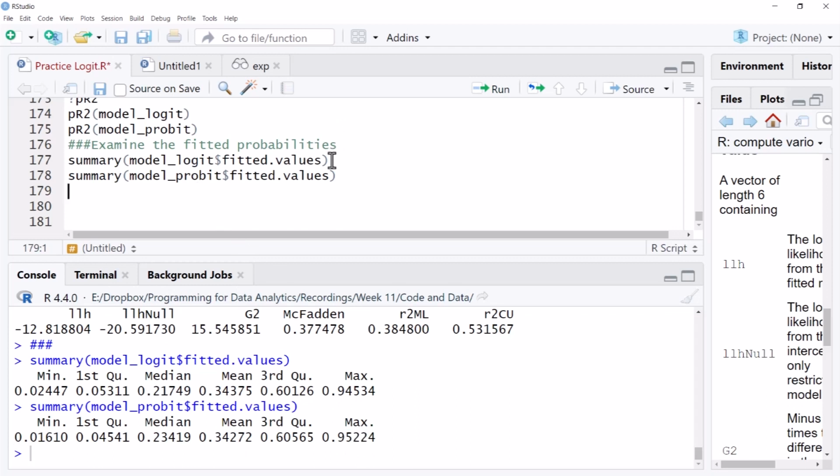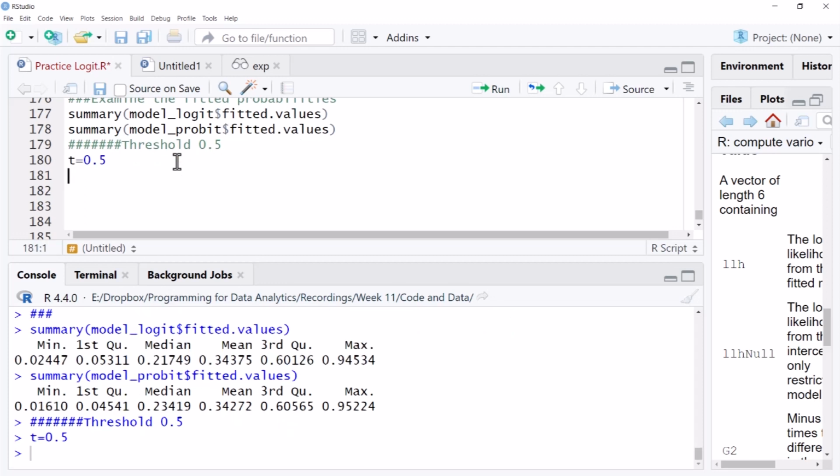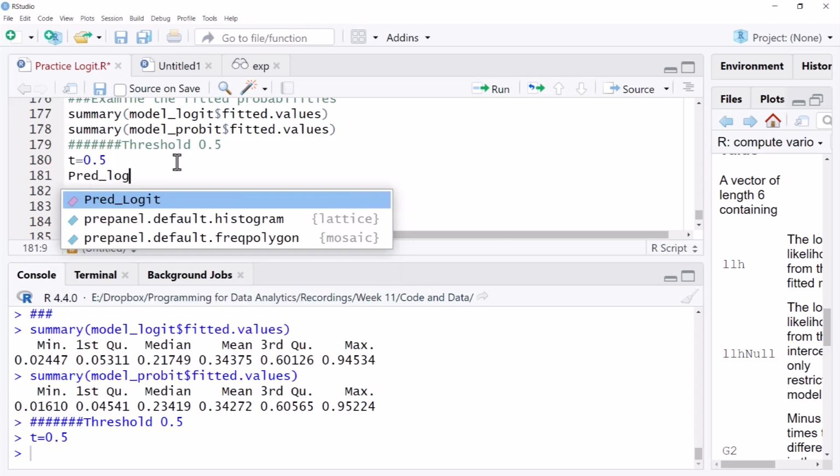More importantly, if you want to compare, we would like to see how prediction performs at different threshold values. So let's do that for a threshold value of 0.5. Let's define tau as 0.5 as our threshold value. First and foremost, we would like to create this predicted object. So let's call it predicted logit.